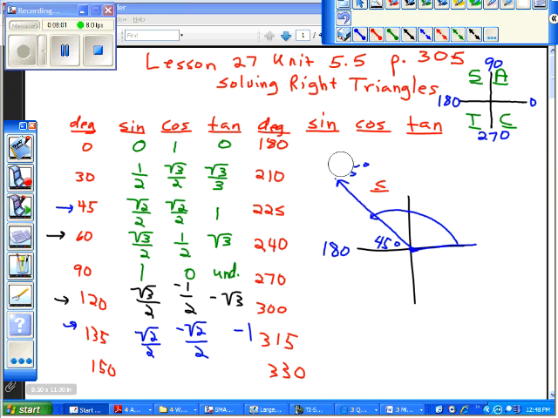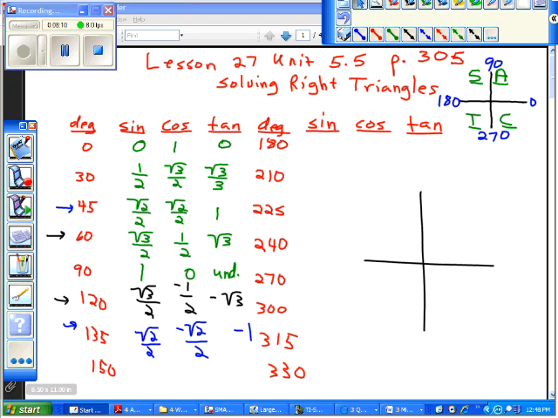Next one. See, this is just going to be a good review of using our reference angles. Okay, so we're talking about 150 degrees. This is 180 degrees. If we go 150 degrees, we're how far from the x-axis? 30 degrees. So my reference angle is 30 degrees. So instead of thinking 150, I'm going to be doing my memorized 30.